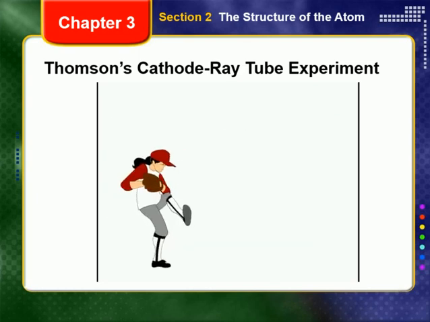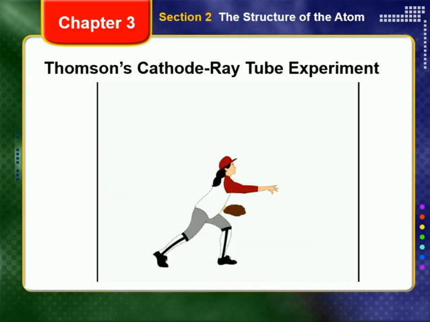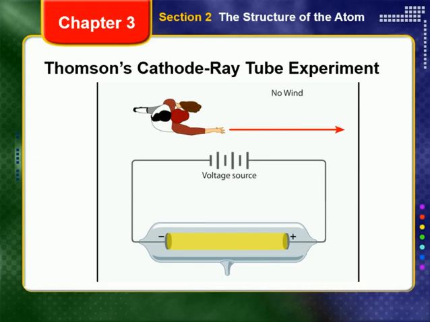Imagine a baseball player throwing a ball. Like the cathode ray, with no outside influences, the ball goes straight when the baseball player throws it. A strong wind, however, could blow the ball and make it go off course. An outside positive field attracts the electrons in the cathode tube and makes them go off course.